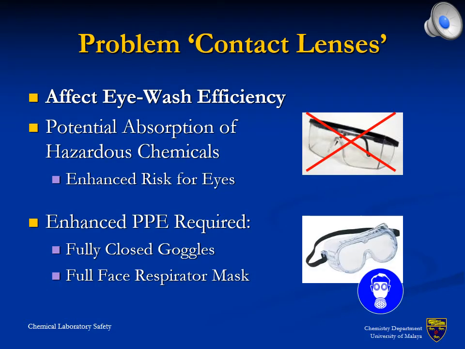The use of contact lenses inside a chemical laboratory is highly discouraged, because the lenses affect the efficiency of washing the eye in case of an accident. As a response to reduce the risk, the use of contact lenses inside the lab requires full-closed goggles to replace safety glasses, unless a full-face respiratory mask is worn.